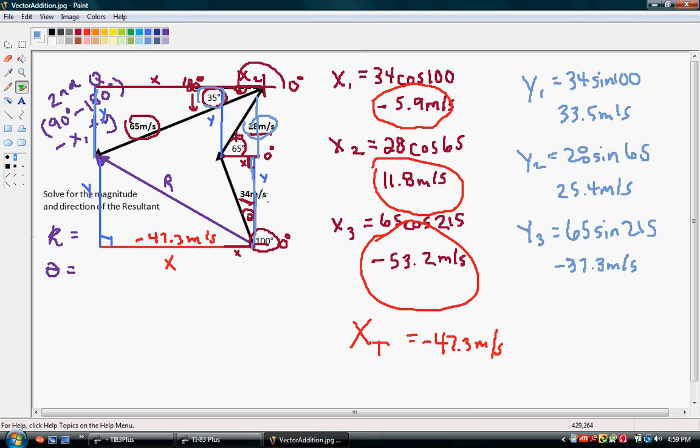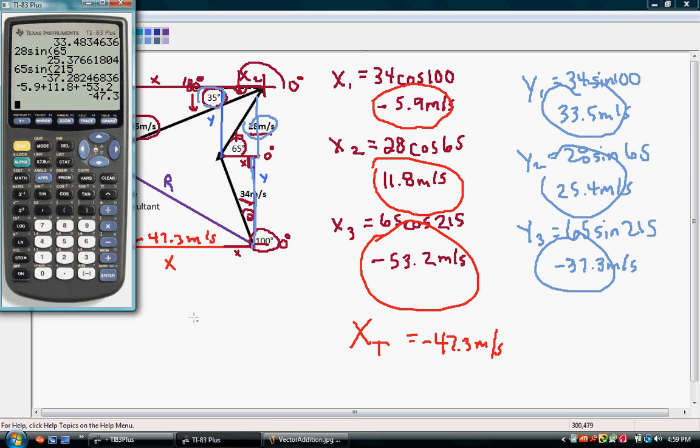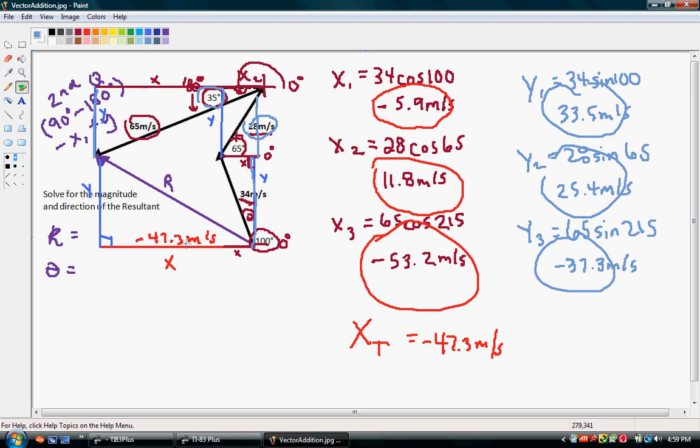We know that our y is a combination of these three. Notice that the first two went up while the last one went down, which is why we have two positives and then a negative. So 33.5 plus 25.4 plus negative 37.3, and we get 21.6, which makes sense because our y was positive, meters per second. So we know we went up here 21.6 meters per second.